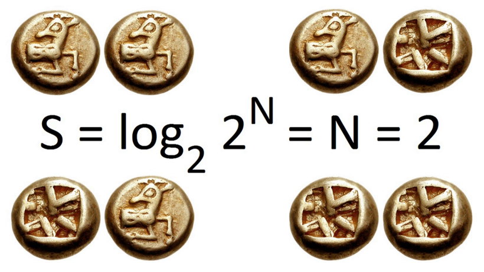The Gibbs entropy translates over almost unchanged into the world of quantum physics to give the von Neumann entropy, introduced by John von Neumann in 1927.